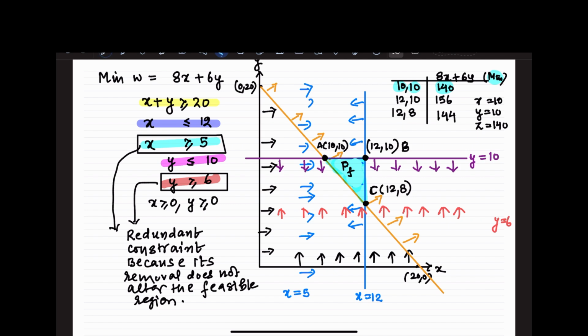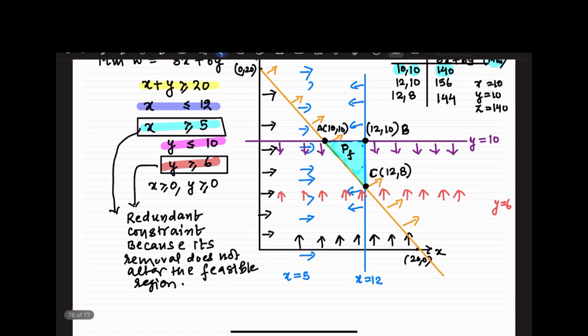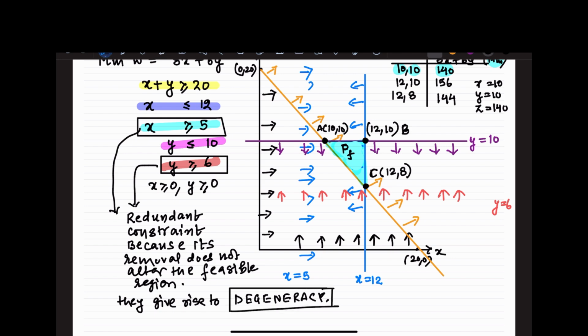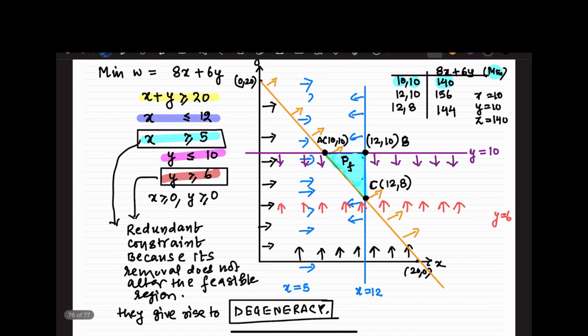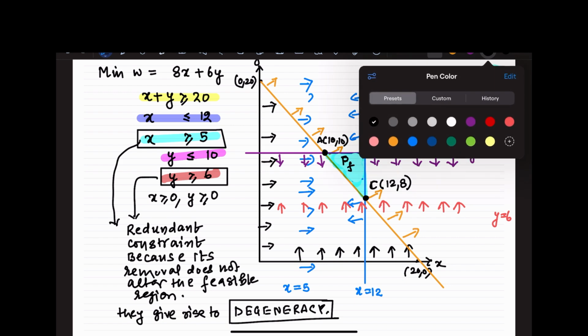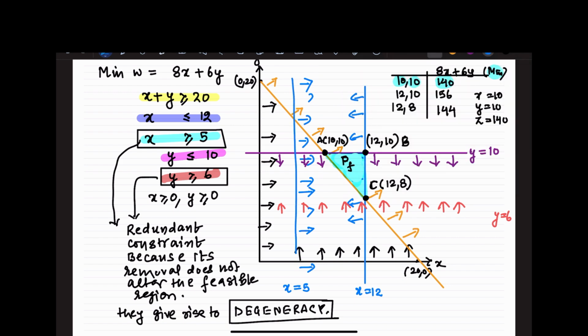And these types of constraints in your problem give rise to what is called degeneracy in the system, which is a concept we'll see later in the simplex algorithm. This gives rise to degeneracy. And these types of constraints should be avoided. Okay, so that one constraint, the x equals 5 one, but because it is in the question we have to draw it, but these types of constraints should be avoided. Okay.